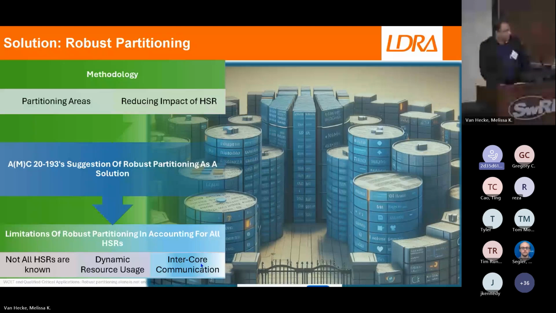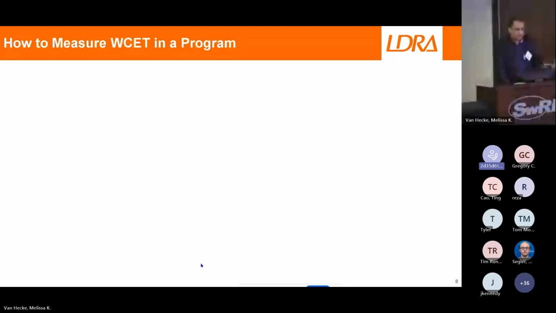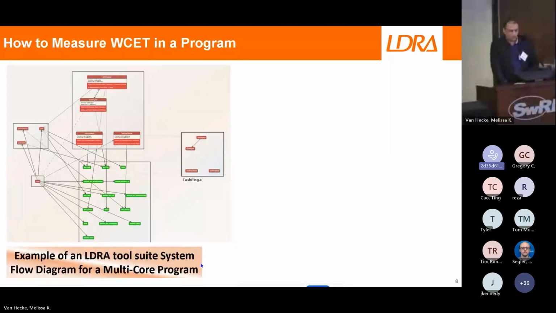Even though robust partitioning is not happening at the moment, we have to come up with a boundary that we can say is robust enough for partitioning to be used for the software applications. So how can we measure the worst case execution time? What can we do when the classic static analysis can't help us?